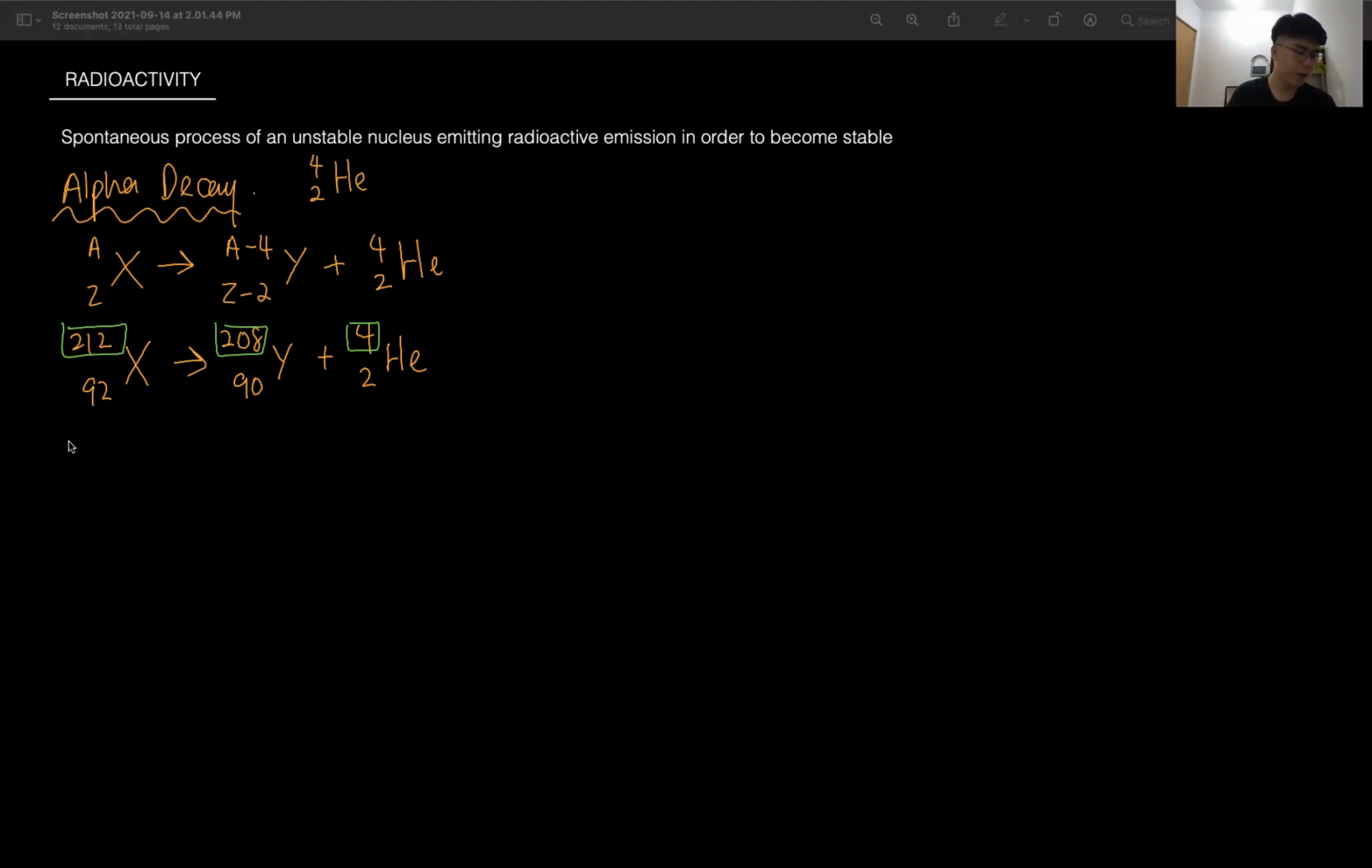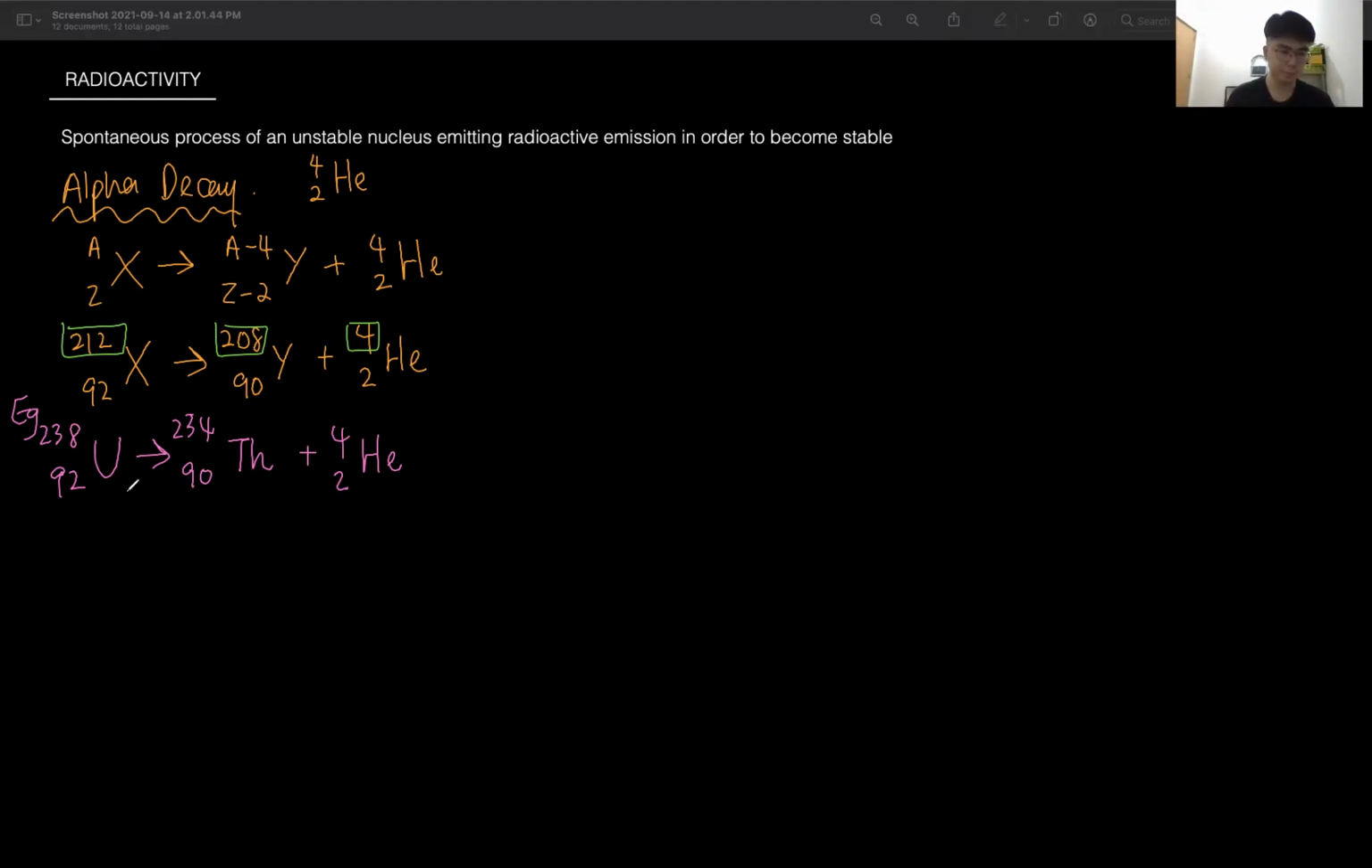An example would be uranium. Uranium 238, 92, decays by giving out alpha, becomes thorium. Guess what is the number here? Minus 4, right? 238 minus 4 is 234. This one becomes 92, becomes 90. Plus the alpha particle, He 4 2, or you can just put alpha like that. So when you see this, then you know this is alpha decay. Decay means giving out, alpha decay.